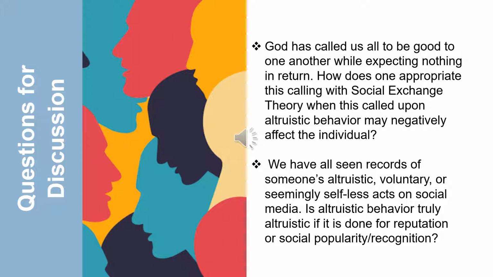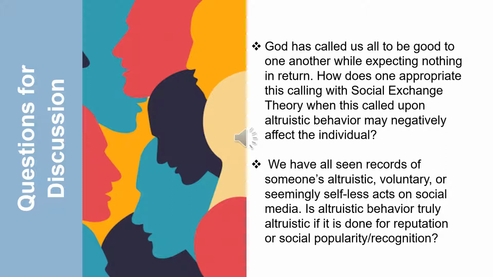Following this week's readings, I had a couple of questions that I wanted to pose for discussion. In Luke chapter 6, verse 35, it states, "But love your enemies, and do good, and lend, expecting nothing in return, and your reward will be great. And you will be the sons of the Most High, for he is kind to the ungrateful and to the evil." In this verse, God has called us to be good to one another while expecting nothing in return. How does one reconcile this calling with the social exchange theory when this called-upon altruistic behavior may negatively affect you or the individual?